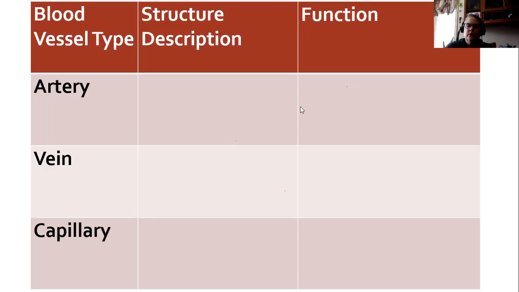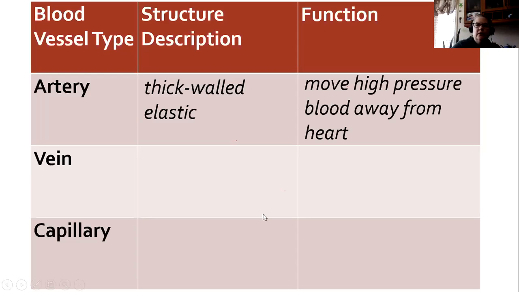Okay, good. So arteries are going to be thick-walled and they're going to be elastic. When we think about the function of an artery, it's moving high pressure blood away from the heart. So when I think about the key things I need to know, I've got to remember that arteries have high pressure blood in them because of that pumping action of the heart, and it's moving blood away from the heart. Okay, so we want to remember that.